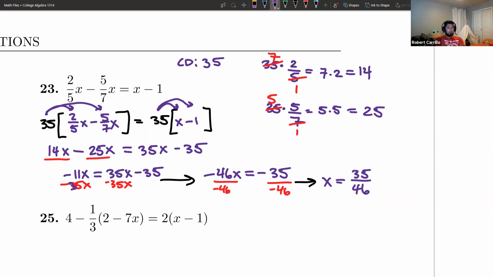Can we break that down? I don't think so, right? Yeah, I don't think so. Because 35 is 7 and 5, 46 is 2 and 23. So nothing's going to happen there. Okay, and there you go. That is a nasty answer, y'all. All right. Any questions on that one?